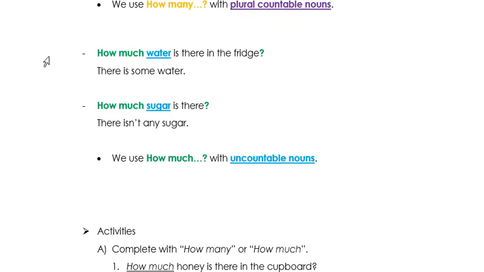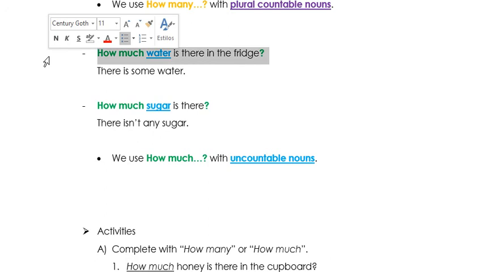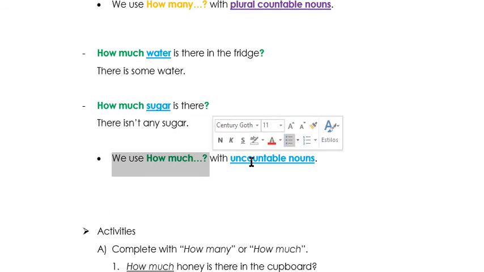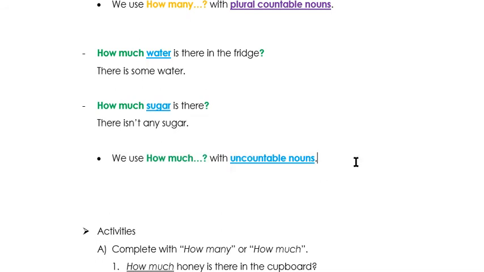Then look at these examples. How much water is there in the fridge? There is some water. How much sugar is there? There isn't any sugar. We use how much with uncountable nouns. Vamos a utilizar how much para los sustantivos incontables, que ya los vimos las clases pasadas.